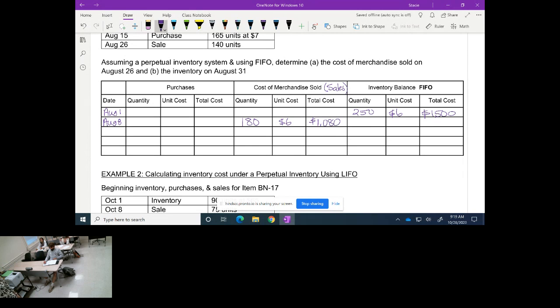So we started out with 250. We sold 180. So how many units do we have now? We've got 70 left. This is going to be kind of like your ledger balance where you're constantly updating it. Every time a transaction takes place, you're going to update your quantity. So each line is updated for the balance. We're not going to end up adding all these together at the end. We're updating as we go. Each line should represent what we have right now. So we've got 70 at $6, which is $420. So now we have $420 in inventory.